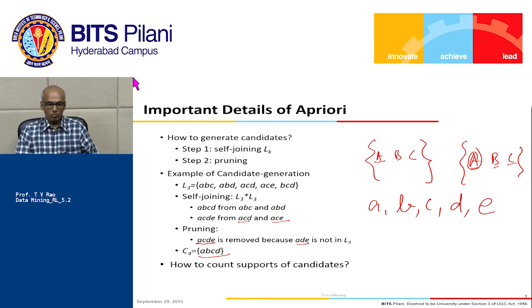And after this, having identified ABCD, we still do not know the support for ABCD. We know that ABCD is likely to be a candidate for a frequent item set, unlike ACDE, which we know right here is not a candidate for a frequent item set. So we need to think of finding the supports.